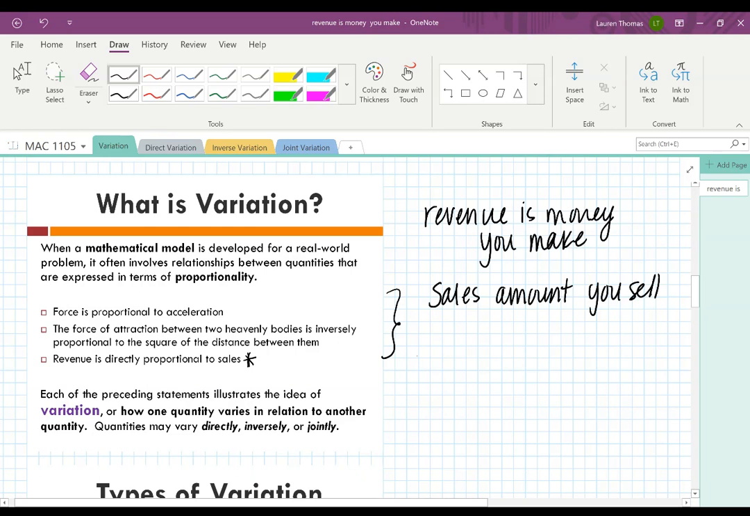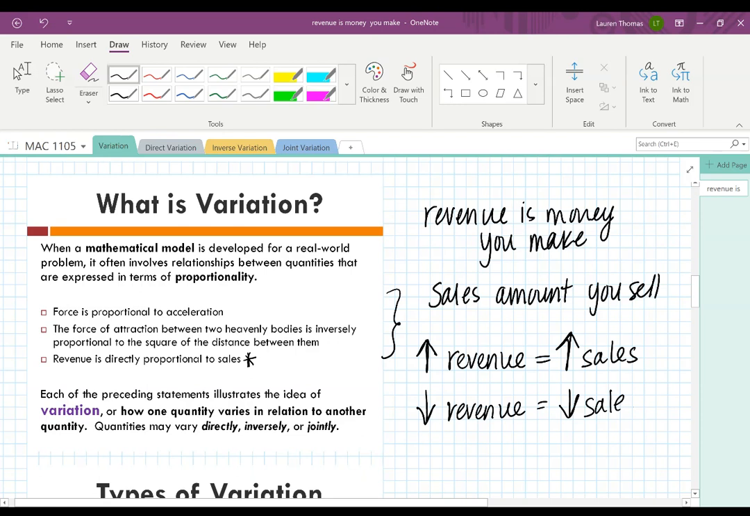So as revenue increases, your sales must have also increased. The more you sell, the more you make. It also means that if your revenue is decreasing, then your sales must have decreased also. So direct variation means that your two quantities in question are moving in the same direction. When we get to inverse, they'll be moving in opposite directions, and joint means you have two or more variables moving in different directions.